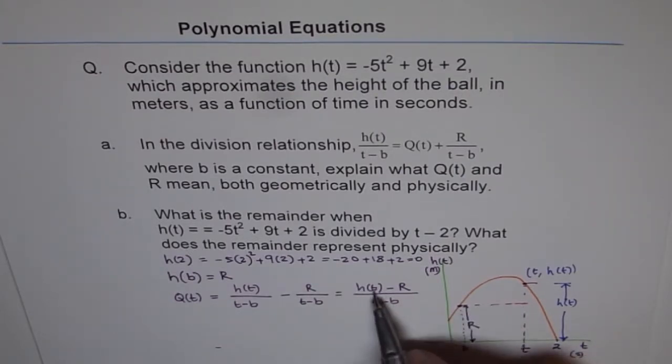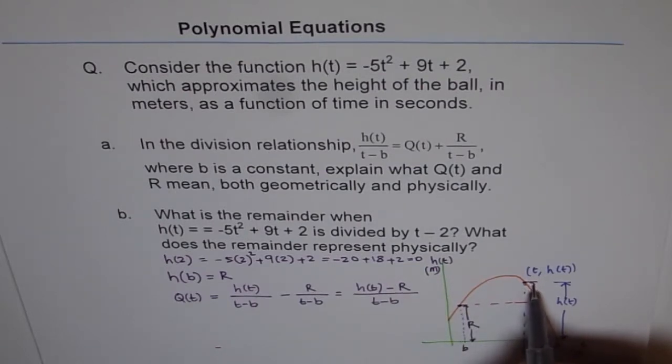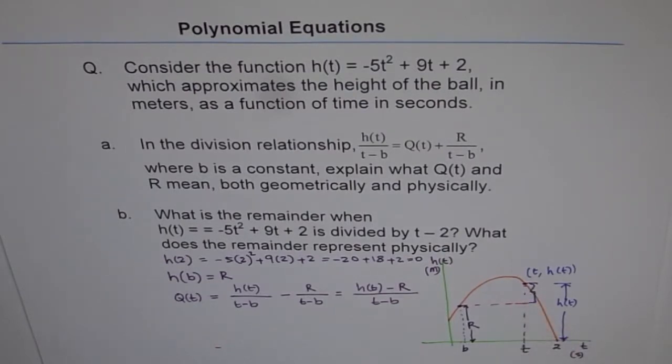Now what is h of t minus r? H of t minus r is this much. Do you see that? That is h of t minus r. And what is t minus b? T minus b is this much. Correct? So what we can see from here, we have a triangle here.